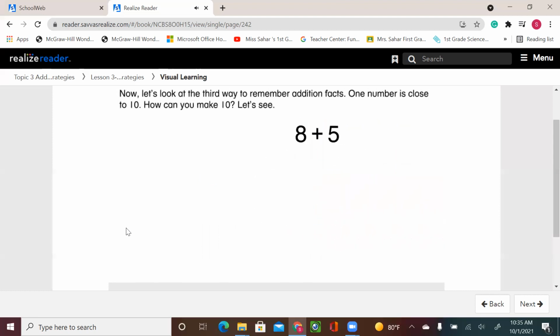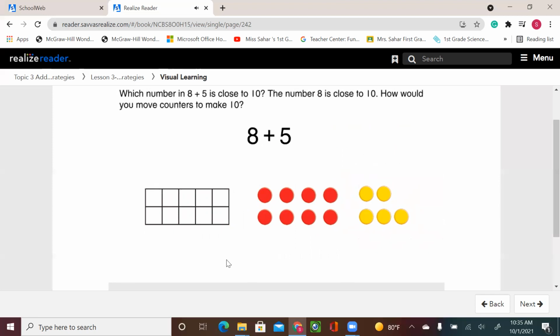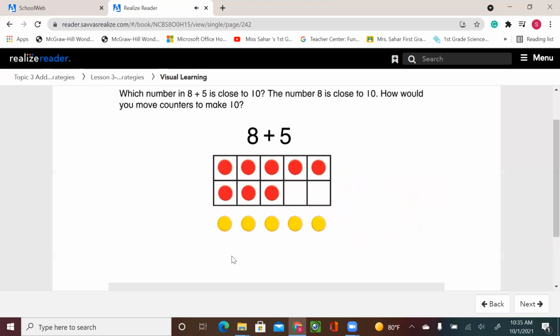Now let's look at the third way to remember addition facts. One number is close to 10. How can you make 10? Let's see. Which number in 8 plus 5 is close to 10? The number 8 is close to 10. How would you move counters to make 10?